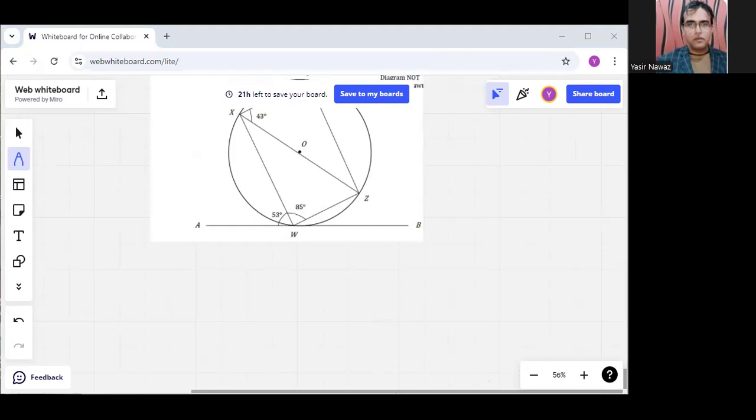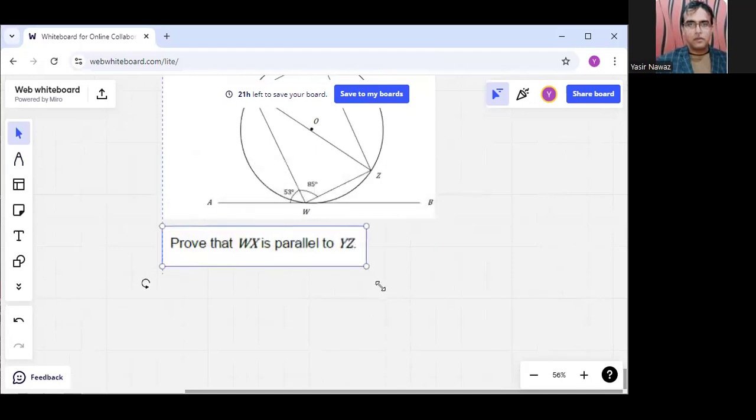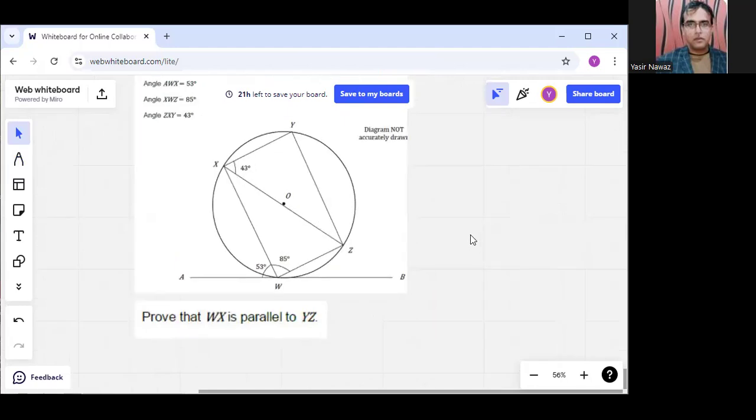Sometimes this kind of proof might be done in more than one way. So there can be more than one way to prove this claim. So prove that WX is parallel to YZ. To prove that two lines are parallel, the line connecting these two lines makes angles here and here, and if these angles are equal, it means that these two sides of the quadrilateral are parallel.